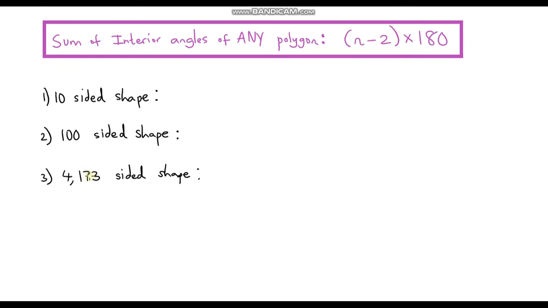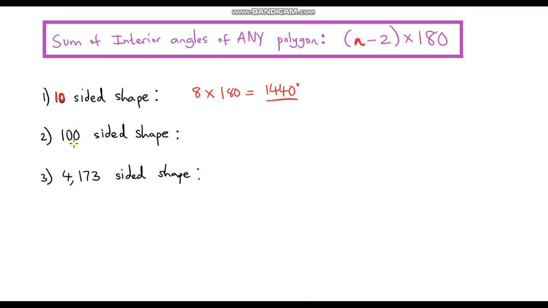Just to finish up, let's use this formula to calculate the sum of interior angles of these different polygons. First of all, we've got a 10-sided polygon. We're just going to put this number for the number of sides into our formula where n is, because n represents the number of sides. So it's going to be 10 minus 2 times 180, or 8 times 180. I'm just going to use my calculator for this, and that gives me 1,440 degrees.